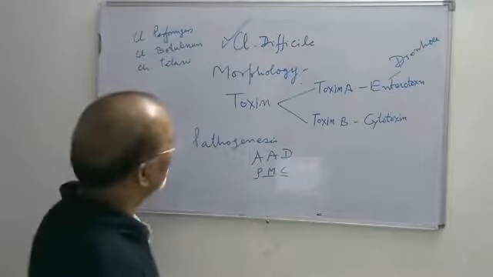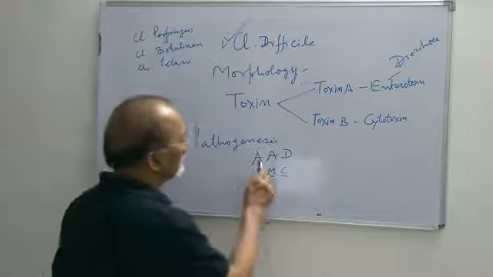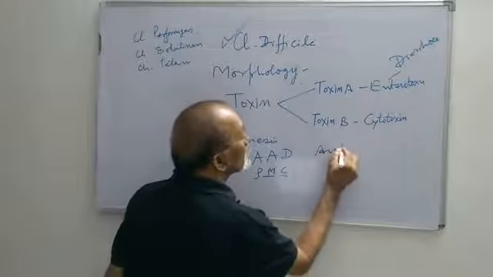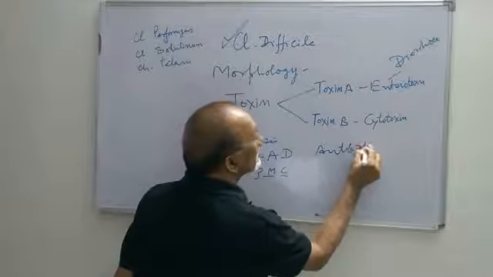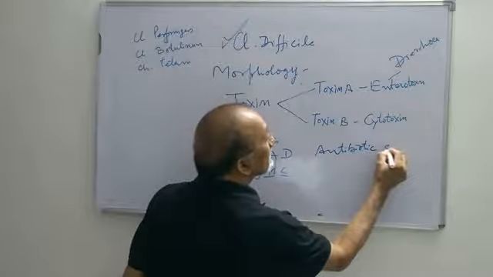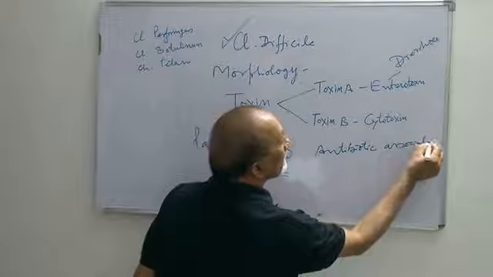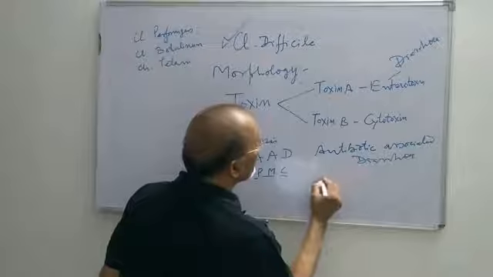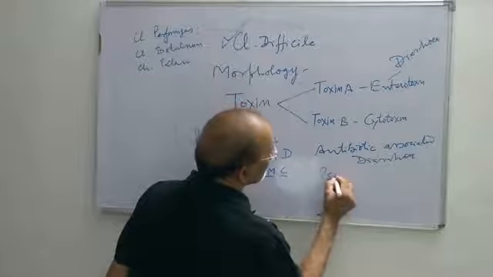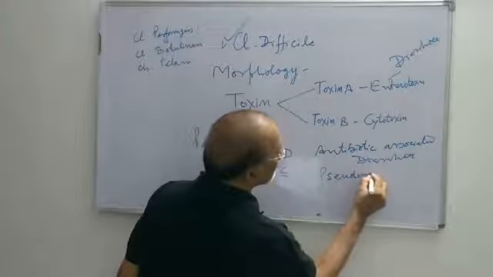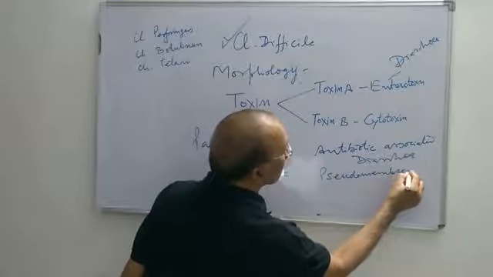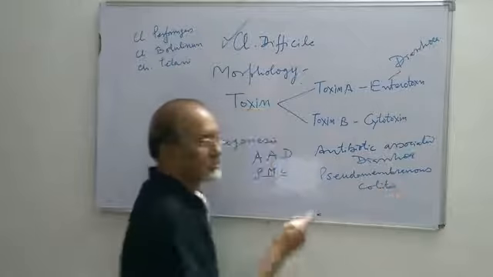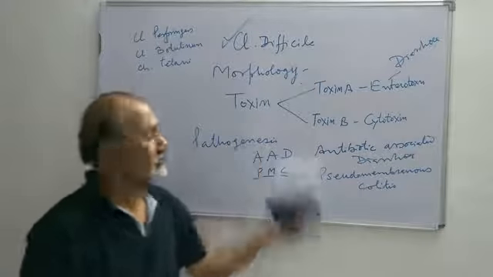Okay, I hope you will understand all these things. For antibiotic associated disease, you have to keep in mind two words. One is antibiotic associated diarrhea, and second is pseudomembranous colitis. These are the two conditions which are produced by these toxins.